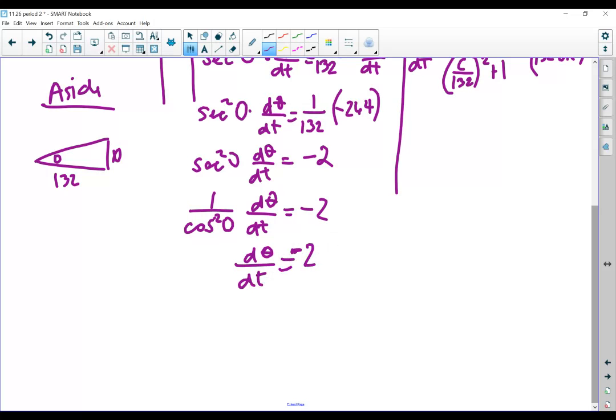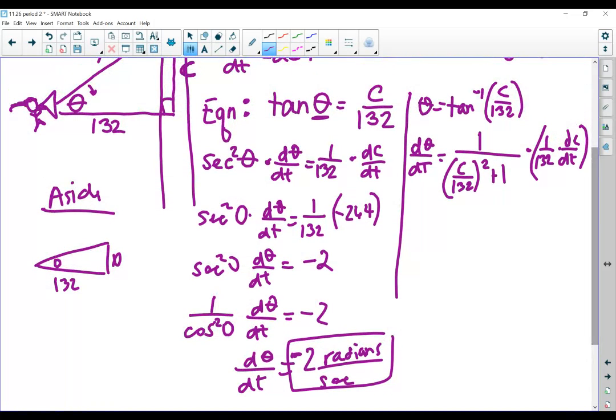Now my units here, we are talking about an angle. Theta would be radians. The time unit is seconds, so it would be negative 2 radians per second. Now, if I did it the other way, I would just plug in 0 for c.